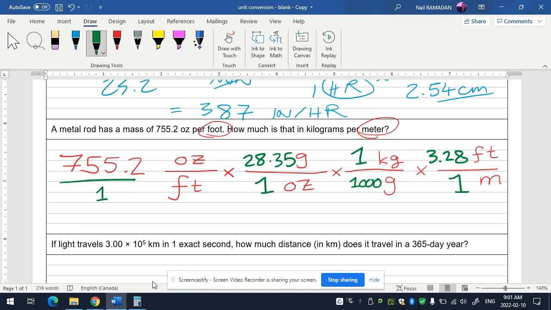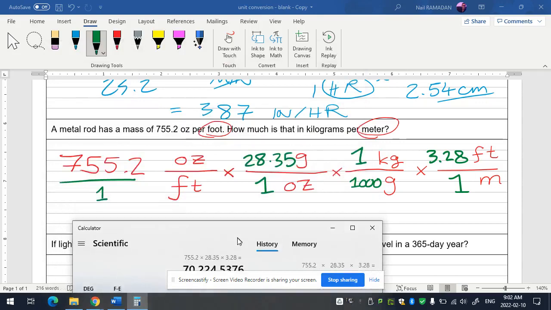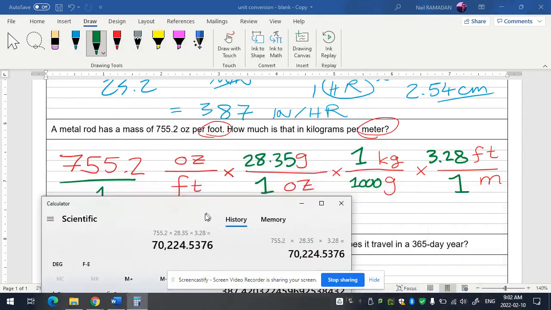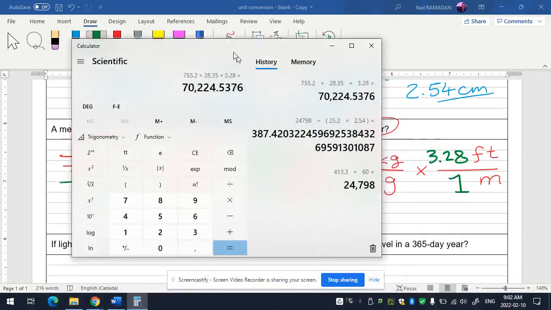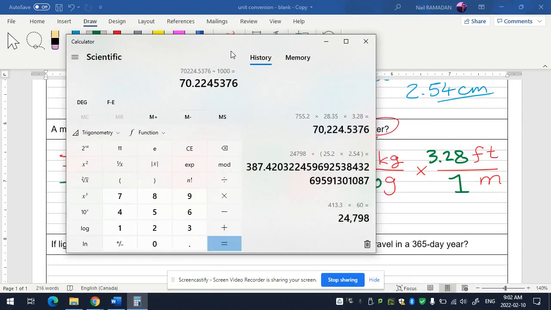So I need to multiply 755.2 times 28.35 times 3.28. That gets divided by just one number, 1,000. That's the only relevant thing in the bottom. So you just divide this by 1,000, or you move the decimal point 3 times, and we get this.